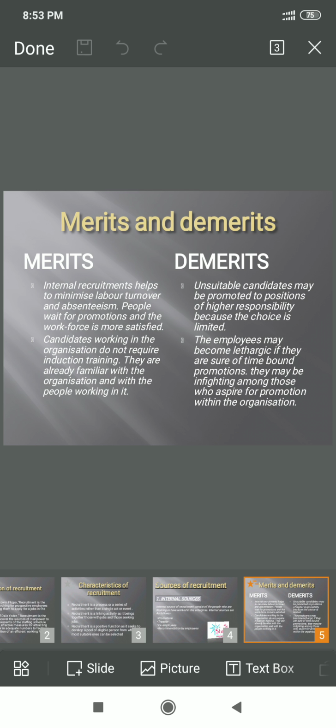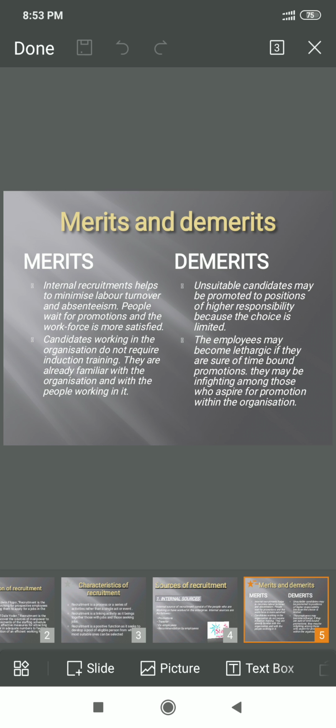So what happens? Because an employee is old, since he or she is internally promoted or we are going through an internal source of recruitment, he's promoted. So ultimately there is no need for any sort of induction or orientation training. That is not required because they are already familiar with the organization and with the people working in it. It's nothing new to them.